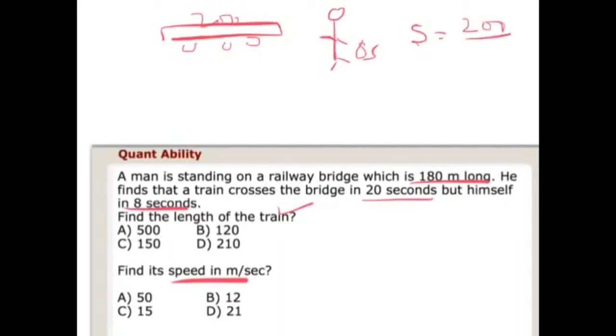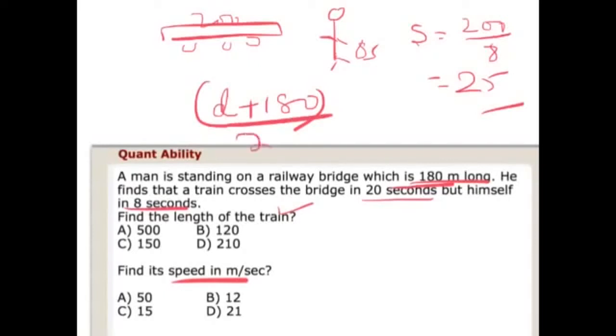200 meters by 8. Any doubt in this? That is 25. Now in this case we are given two things. There is a man and a bridge. So we have to consider the length of the train as d and the total length of the bridge as 180. The train takes 20 seconds to cross this. That's the speed of the train.